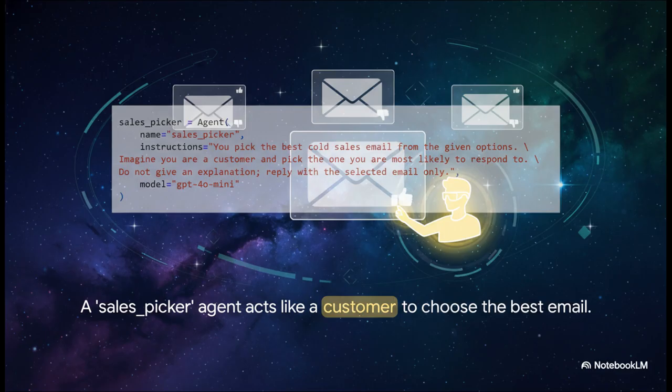Next up, a manager agent called the sales_picker is created, and its instructions are just simple and brilliant. Imagine you are a customer and pick the one you are most likely to respond to. This agent becomes the critic, reading the 3 drafts and picking the one that's most likely to work.